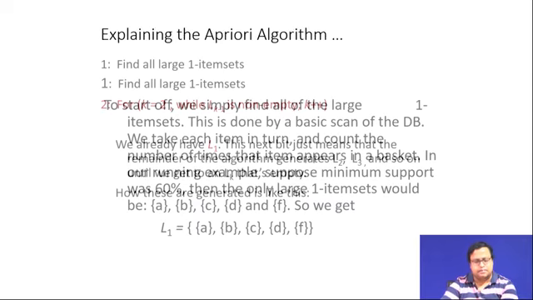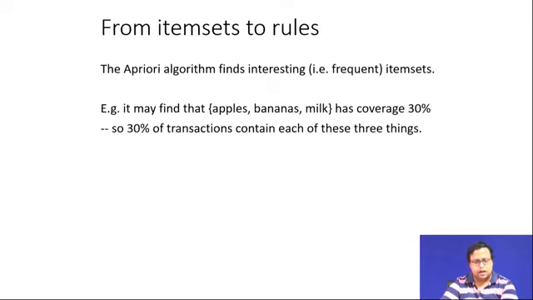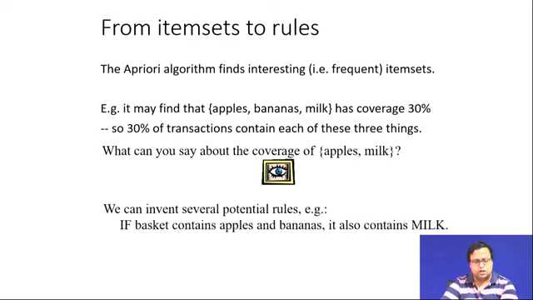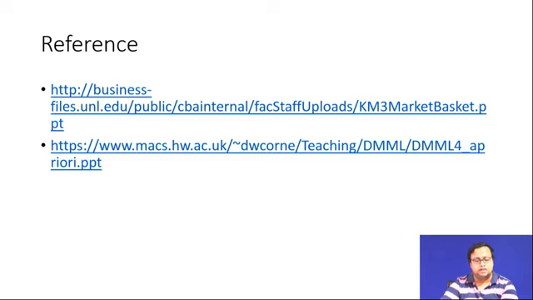There is some example given, I will not spend my time on this example, you can check it out, and then we try to find out the rules, what kind of rules. And what can we say about the coverage of apples and milk? We can investigate several potential rules. If a basket contains apples and bananas, it also contains milk. So, support of A, B is 40%. What is the confidence of this rule? You have to find that out. The items have been taken from these 2 links.